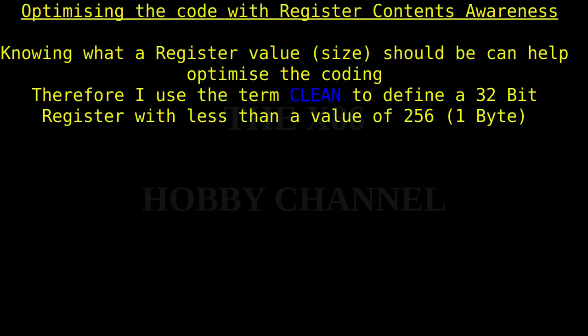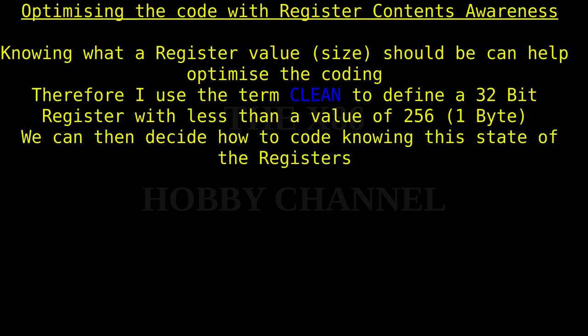is when it's clean. I use the term clean to define a 32-bit register with less than a value of 256. In other words, the value can be fitted in 1 byte. This actually can also apply to 64-bit registers, as we'll see in later videos, but since we're dealing with 32-bit, we'll stick with these registers. So a clean register is one that has a value in it that can fit in 1 byte, less than 256 in value, but it's a full 32-bit size register. That can be very important in optimizing the code, as we will see.